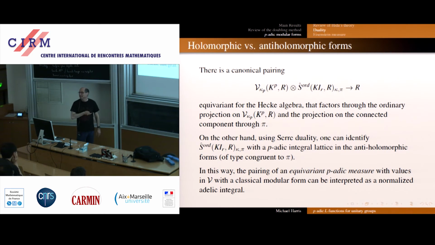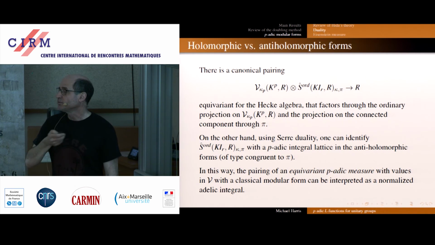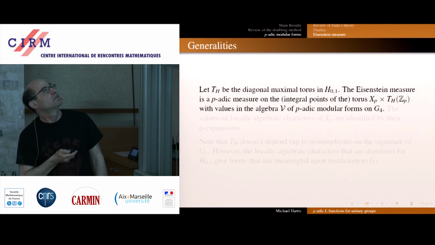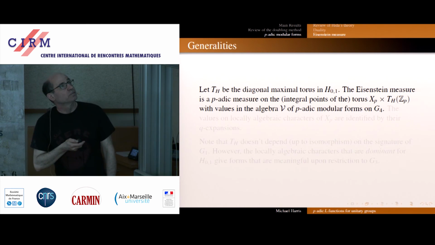You want to stay in p-adic. You want to do something p-adic, and this is purely p-adic. You have a p-adic measure. You pair it with something that's in Hida theory, but because the projections behave in a certain way, what you get, you can interpret as a normalized p-adic adelic integral. And normalized means you divide by periods. Okay, I'm almost there. So here I can say what the Eisenstein measure is.